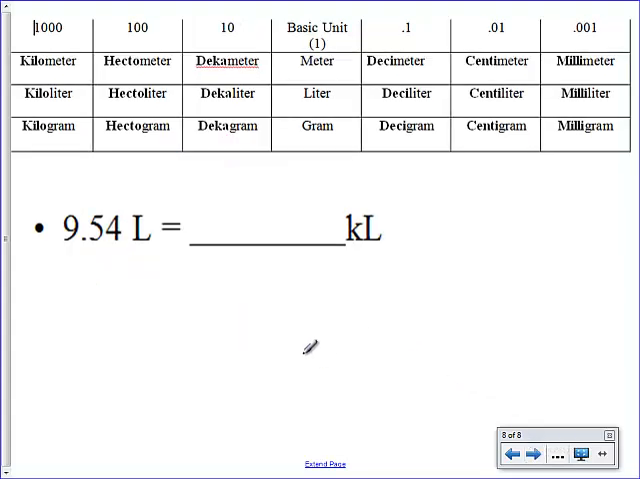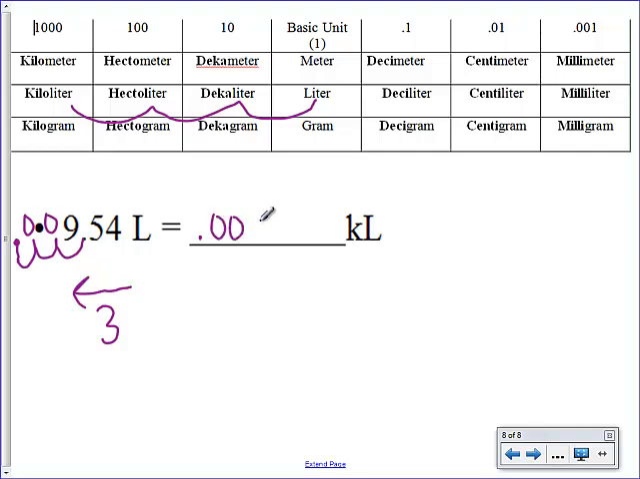And then last one, we're starting with liters right here, and we're moving 1, 2, 3 spaces to kiloliter. So we're going this direction, and we're moving 3 spaces. 1, 2, 3. Fill in your zeros. And there's our answer.